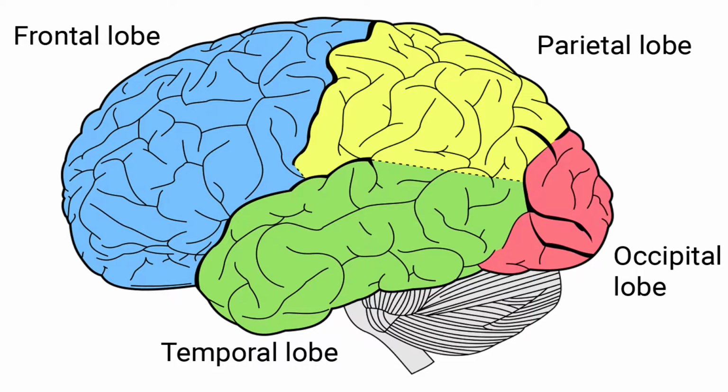Our brain is made up of 4 major lobes. These 4 lobes are the frontal lobe, the parietal lobe, the occipital lobe, and the temporal lobe.